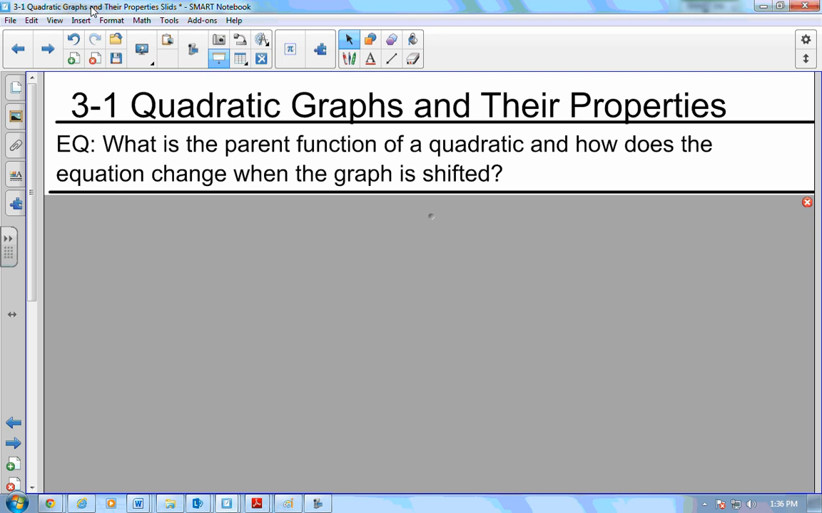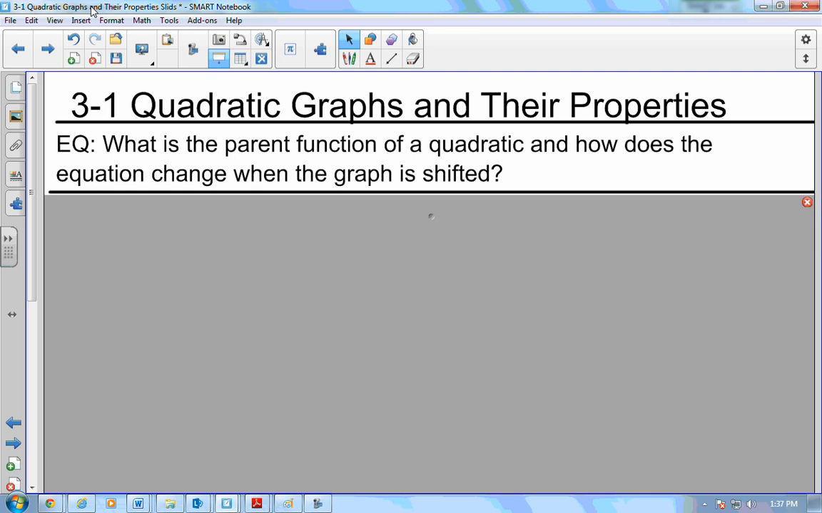Quadratic graphs and their properties. Essential question: What is the parent function of a quadratic, and how does the equation change when the graph is shifted? This is huge. For the rest of your math career, you're going to be given functions. If you know what's called the parent function, which today you're experiencing your first parent function, you should be able to look at the equation and all the numbers around that parent function. You should know without graphing it what happens to the graph.